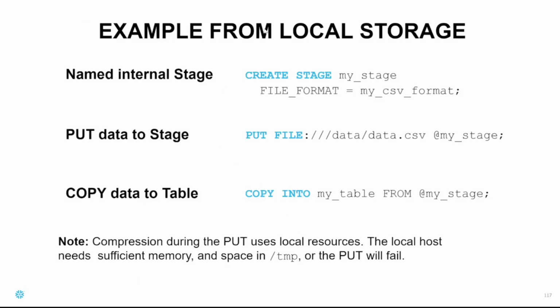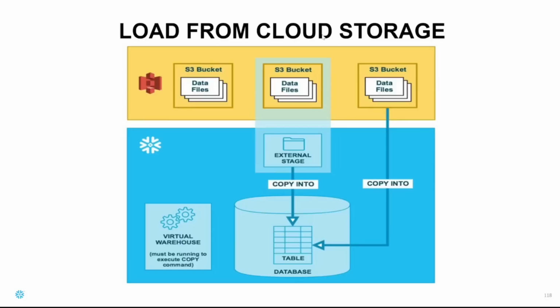So this is an example. If you want to load it from a local stage, first you need to create a stage, and this stage will be created in your Snowflake, which is going to be an internal stage. Now you use the put command, or manually you can upload that file into that stage, and then run a copy command into a table from the stage you have created, and all the files sitting in this particular stage will automatically load into the table. So this is an example. By using this, you can load the data from a local storage.